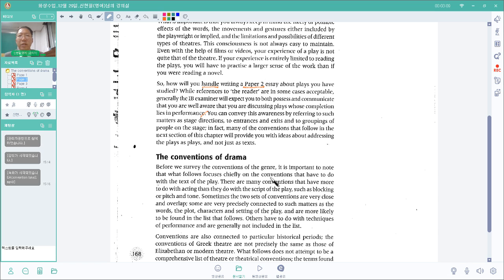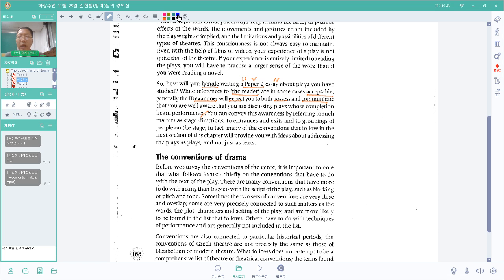So let's imagine that you are writing a Paper 2 essay for IB examiners. Just mentioning the impact on the reader of drama will be quite acceptable. It will be okay. But in order to have a good score in your Paper 2 essay in the IB course, just mentioning the impact on the reader is not going to be enough. The IB examiners will expect you to both possess and communicate that you are well aware that you are discussing plays whose completion lies in performance.